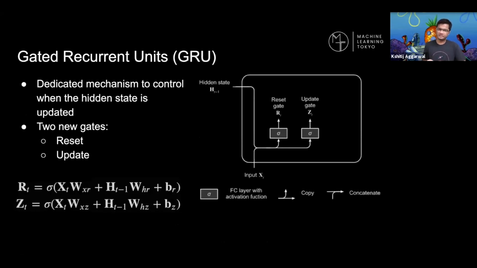Gated recurrent units introduce a mechanism in the architecture itself to control when the hidden state is updated. Earlier in our RNN, the hidden state was always updated at the next time step, right? But GRUs can actually decide when the hidden state is updated or how the hidden state is updated. It does that by introducing two gates, like the logic gates we have. One is called the reset gate, and the other one is called the update gate.